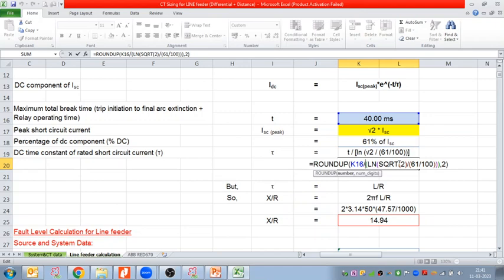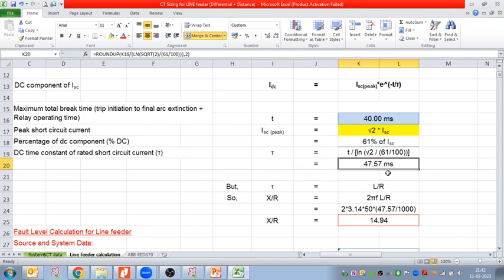So under root 2 means square root 2 into Isc, divided by Isc times again I_DC, which is how much? 61 percentage of Isc. So root 2 Isc divided by 61 percentage Isc. Isc will be cancelled out, so only 61 percentage will remain. And this tau would be on top. So 40 divided by this much, and we are rounding up to 2 digits. The final value is 47.57 millisecond. So this is the time required to decay the DC component from the circuit.